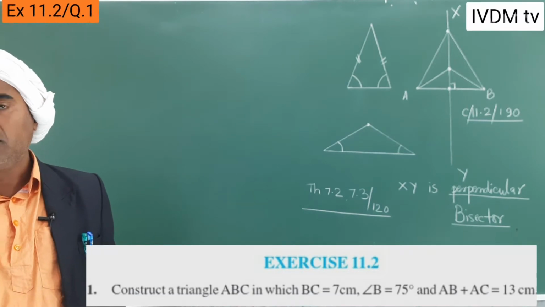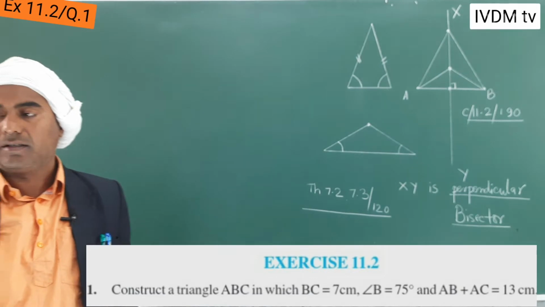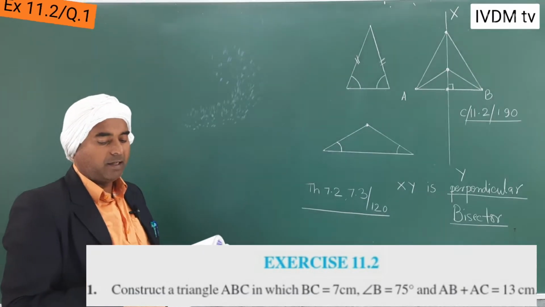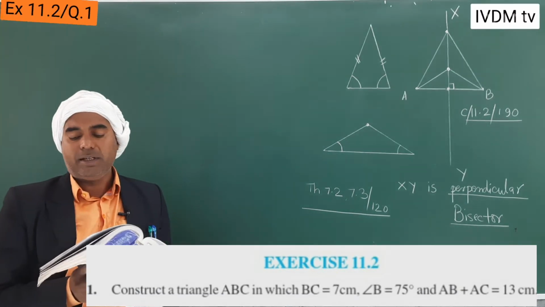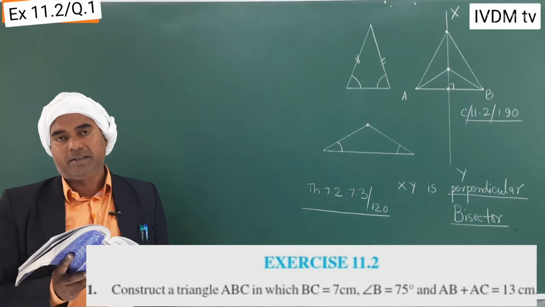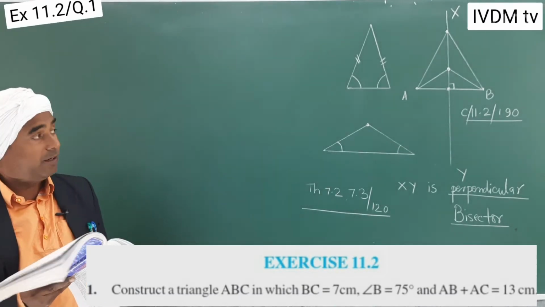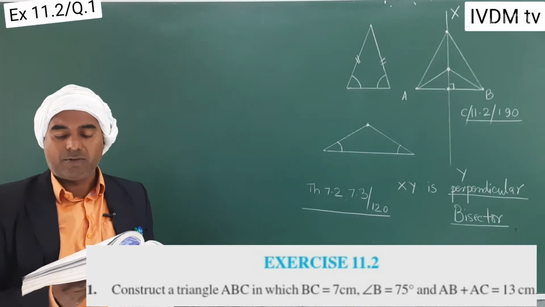Construct a triangle ABC in which BC is equal to 7 centimeter, angle B is equal to 75 degree and AB plus AC is equal to 13 centimeter. So dear friends, for this type of question, we first make a rough diagram.